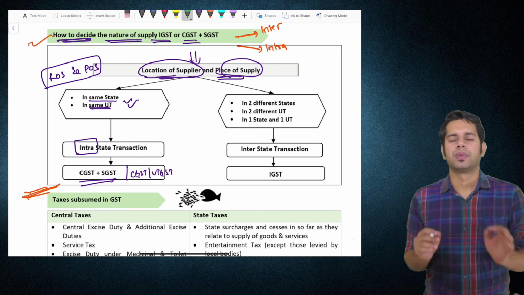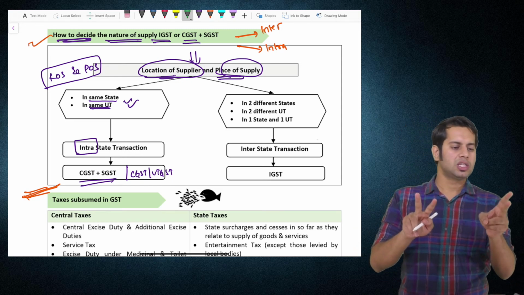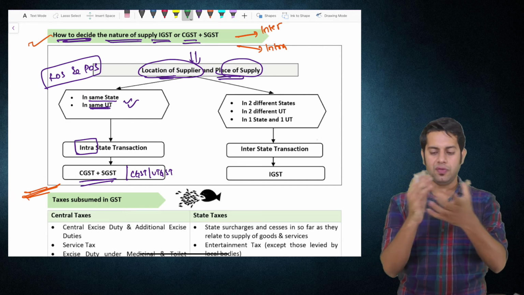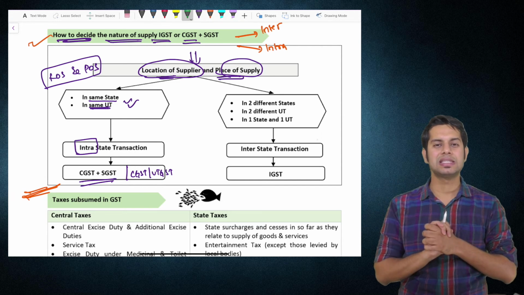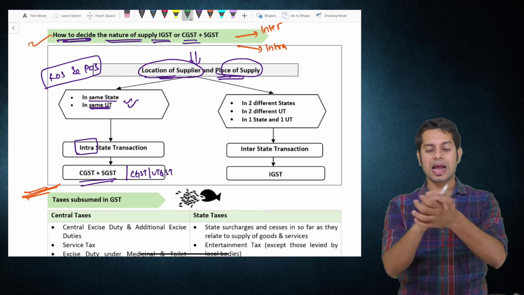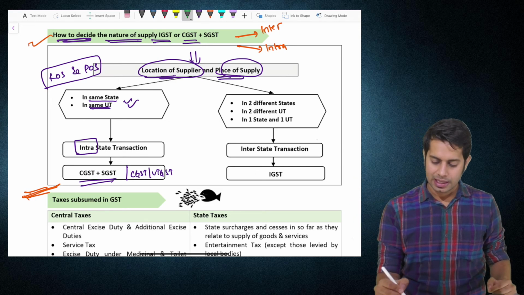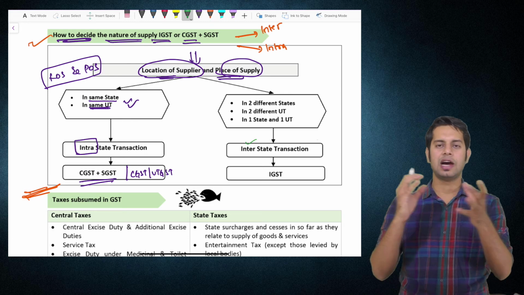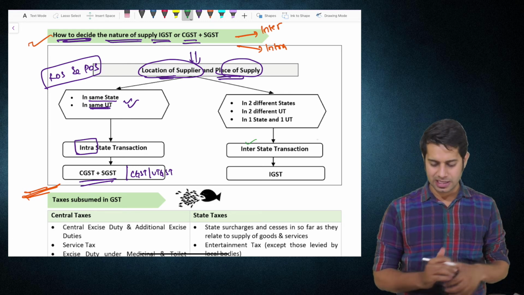Okay, I'll repeat. There are two friends, location of supplier and place of supply. If these two friends are together, it is intrastate supply. If these two friends are away from each other, it is interstate supply.